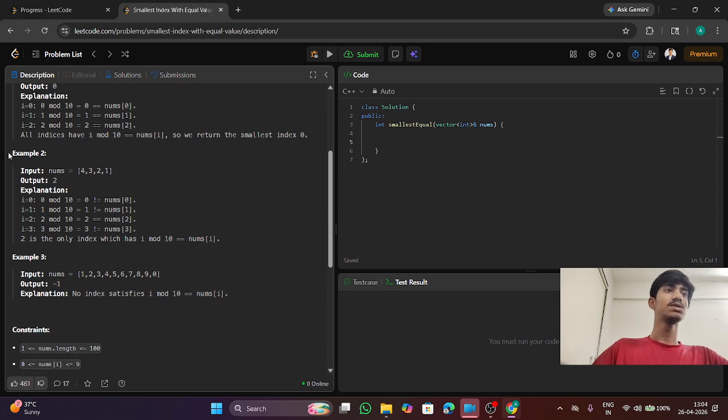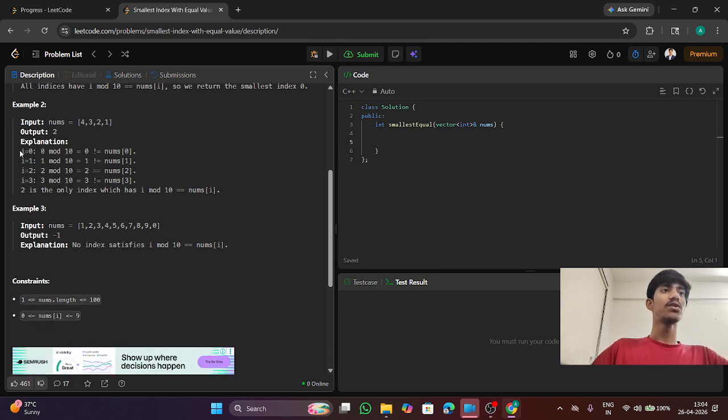For the second example, input nums = [4, 3, 2, 1], output 2. How? First, index i equals 0, 0 mod 10 equals 0, nums[0] value is equal to 4, 0 is not equal to 4, so it is false. And second, i equals 1, 1 mod 10 equals 1, nums[1] is equal to 3, 1 is not equal to 3, it is also false.